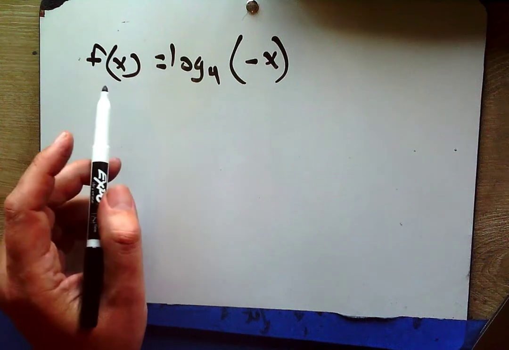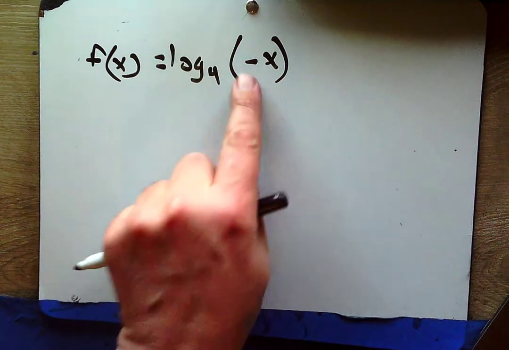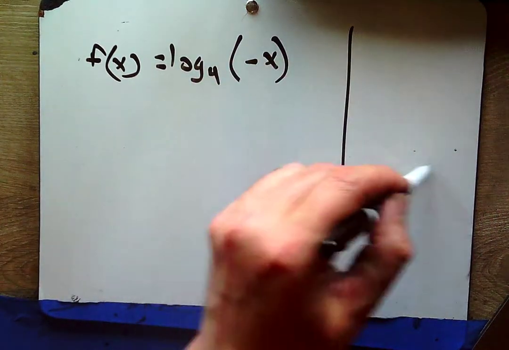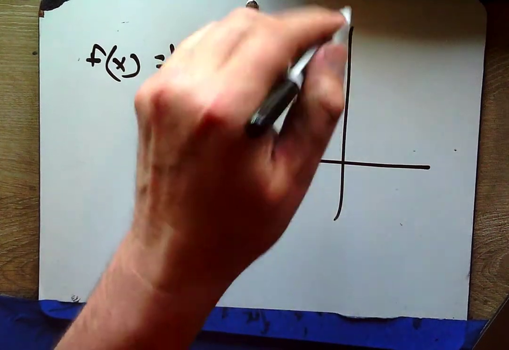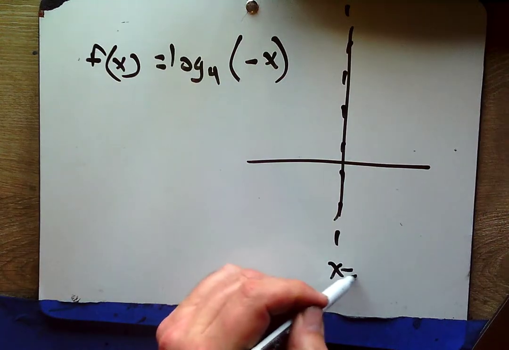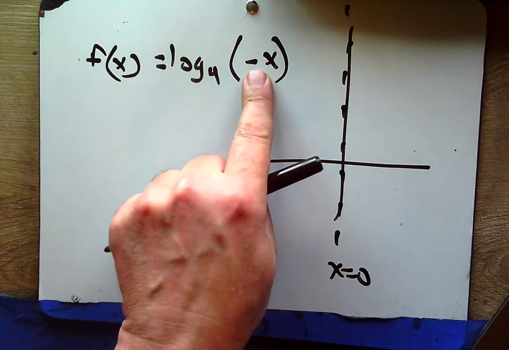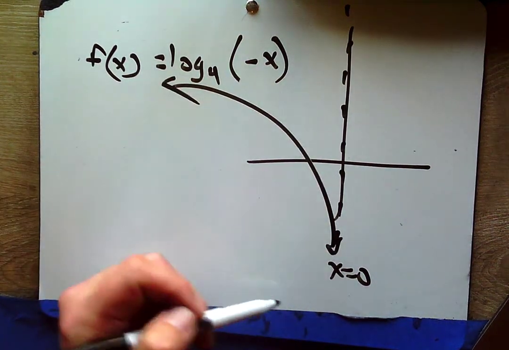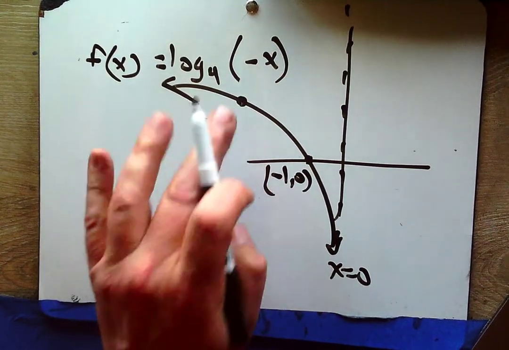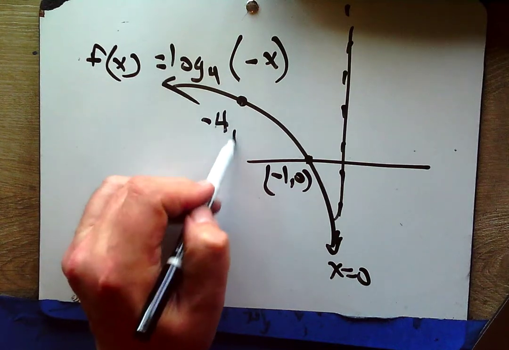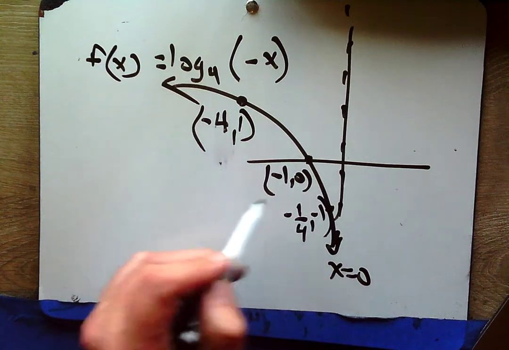Okay, so how'd you do it? What did you think about it? Did you write down the reference points and carry out the transformation? Did you think just about, oh, that's a reflection across the y-axis? My vertical asymptote is still at x equals 0, but instead of this shape, I divide all those x's by negative 1. I get this shape. Negative 1, 0; negative 4, 1. And down here, negative 1/4, negative 1.